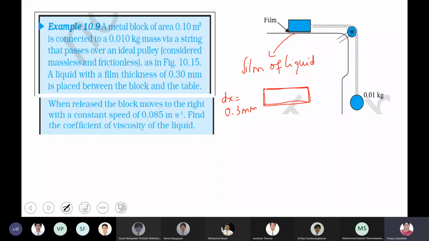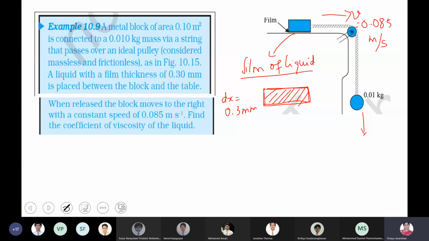Now, when the block is released, when the weight is released, the block moves to the right with a constant speed. So when you release this object, your block is going to move forward with the velocity 0.085 meter per second, right? So now when the block is going to move, the film of the liquid will also be disturbed. Will it not be disturbed, boys?